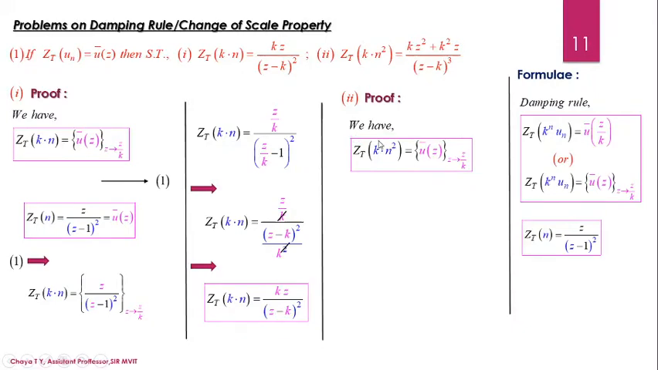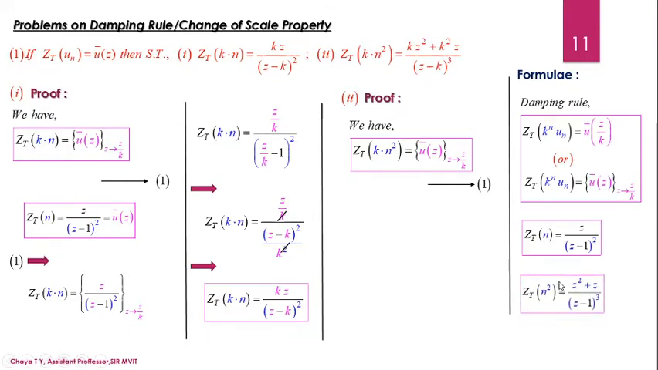Therefore, the Z transformation of the product of the terms k^n times n squared is u bar of z, where z should be replaced by z by k. Now what is this u bar of z? This u bar of z is the Z transformation of n squared, which is a standard Z transformation function. So call this equation 1 for the second proof.